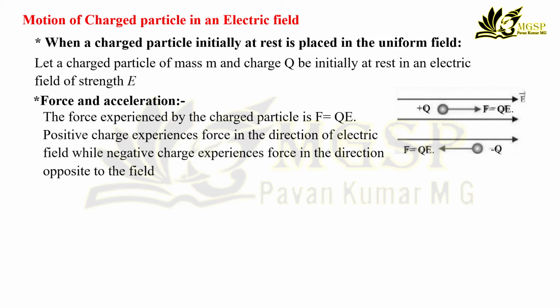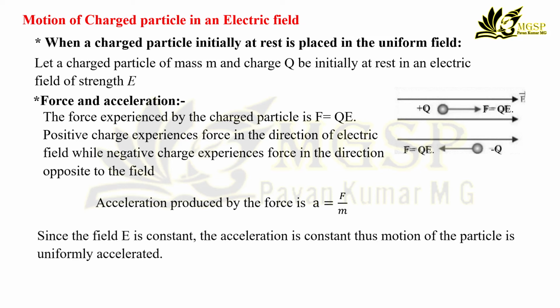The force experienced by a charged particle, we know, is F equal to QE. A positive charge experiences force in the direction of the electric field, while a negative charge experiences force in the opposite direction of the field. Acceleration produced by the force is a equal to F by m. Since the field E is constant, the acceleration is constant, thus the motion of the particle is uniformly accelerated.